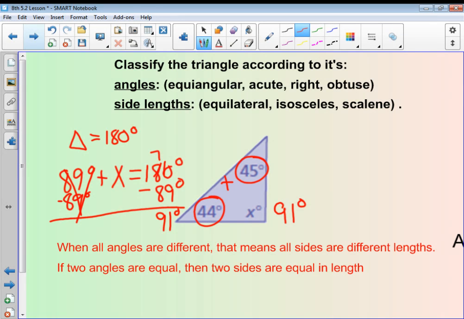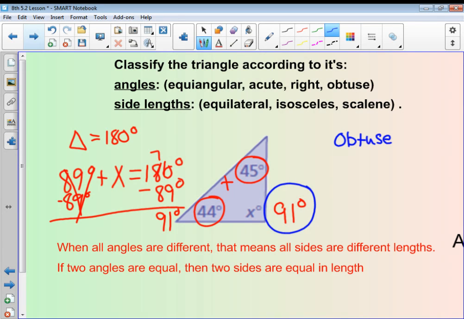Now we can classify this triangle according to its angle measures. The key thing is to look at your largest angle measure. That is going to determine the type of triangle it is according to angles. When we look at the largest angle measure, it's 91 degrees. 91 degrees would be considered an obtuse angle because it's larger than 90. So this would be considered an obtuse triangle.